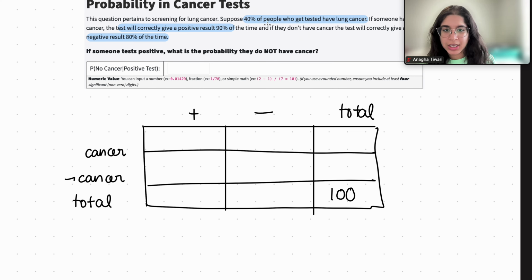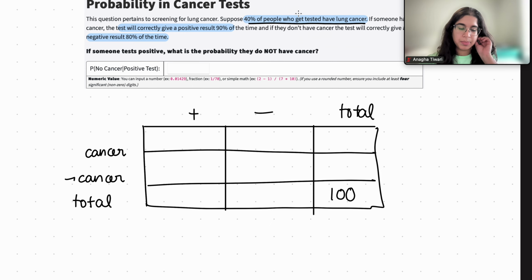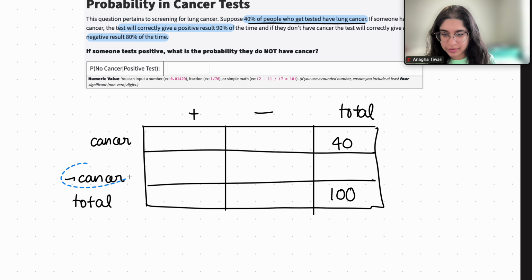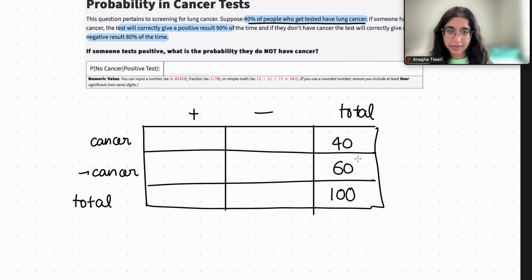So here it says, suppose 40% of people who get tested have lung cancer. So suppose I have 100 total people that I'm looking at. 40% of them who get tested actually have lung cancer, right? So out of these 100 people, 40 of them have lung cancer right here. So this means 60 of them don't have lung cancer.